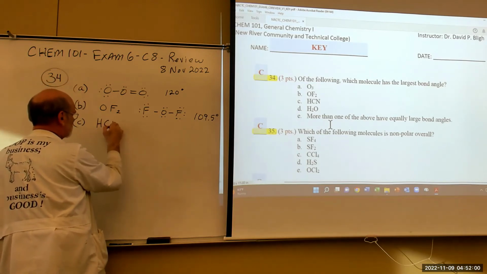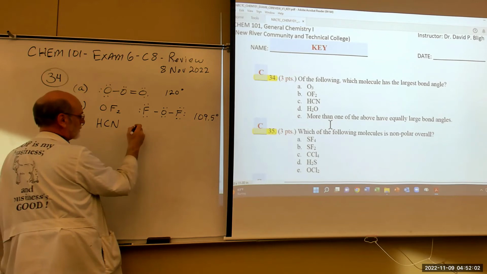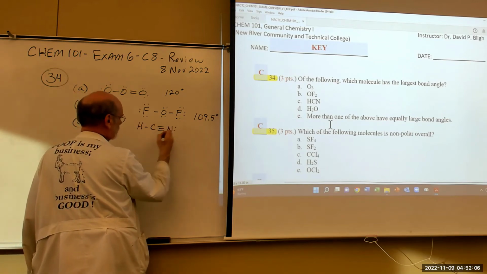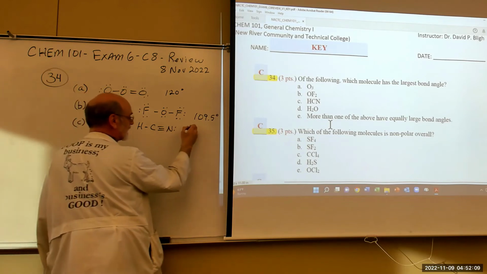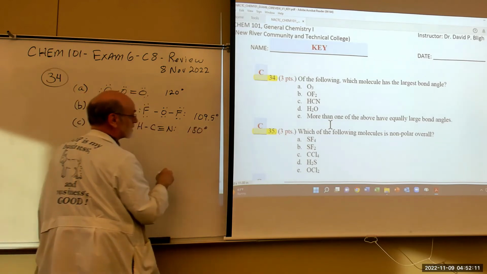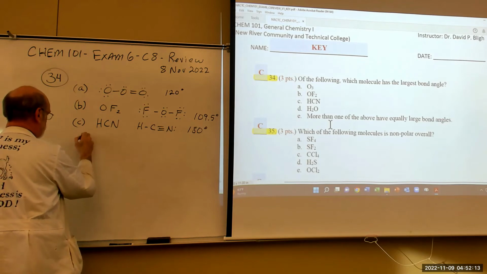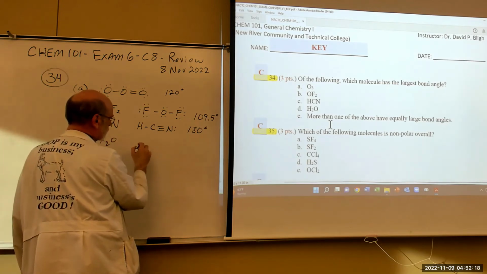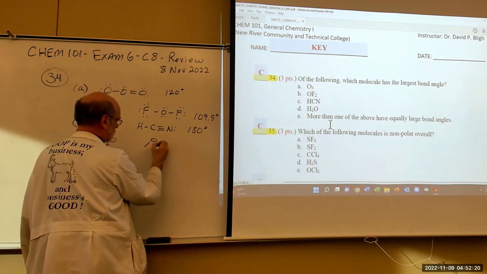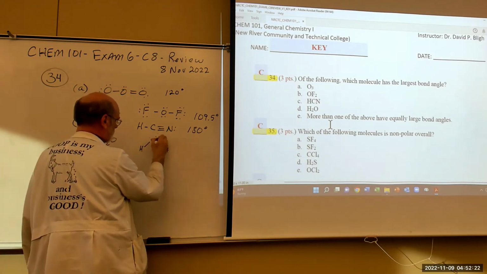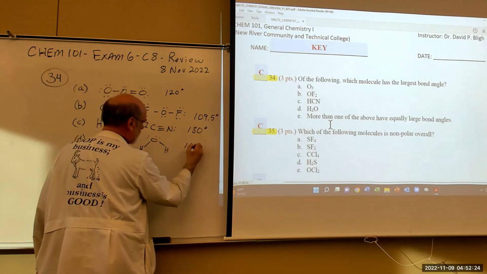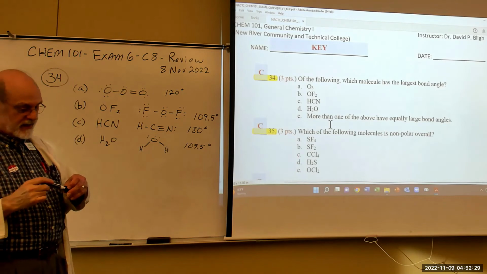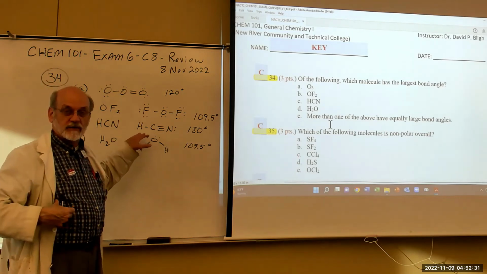HCN. We did this one in class before. Right, this is linear, 180 degrees. And water. We've done water so much, we ought to be able to do it in our sleep. (109.5). Okay. If we need to break a tie, then we'll consider the lone pair electrons.